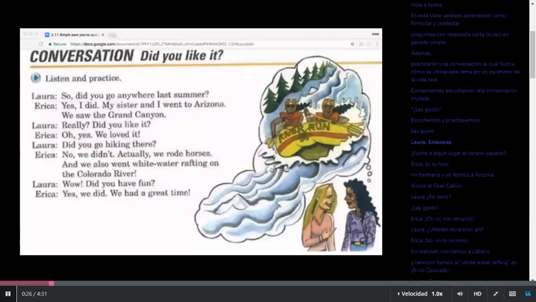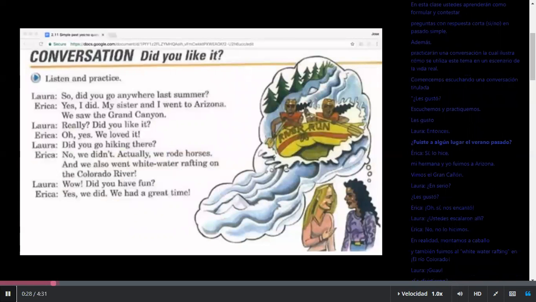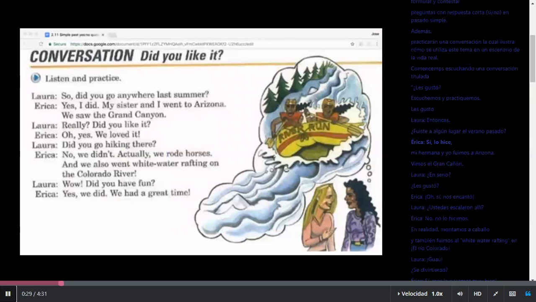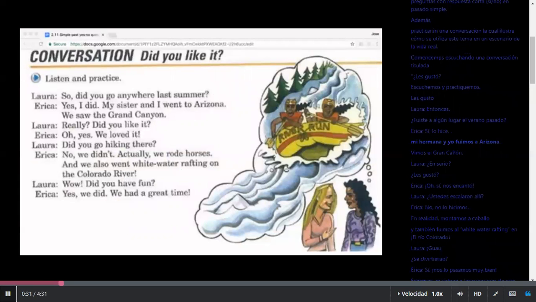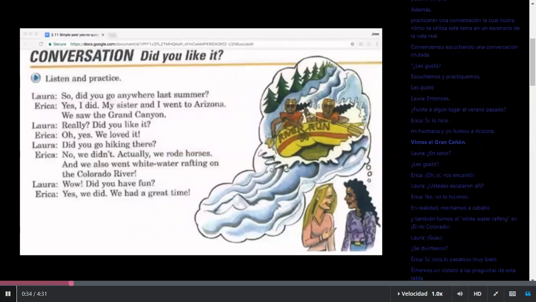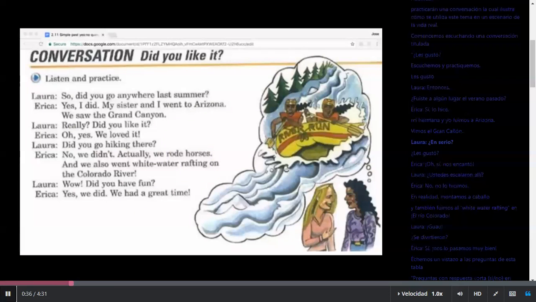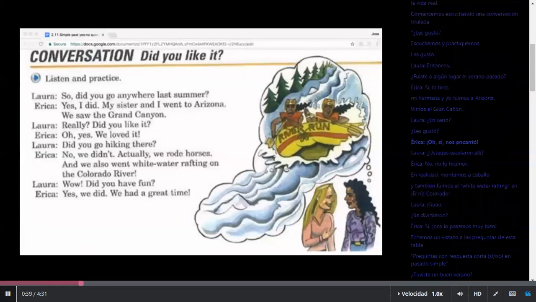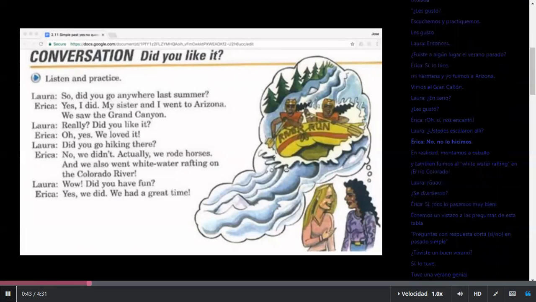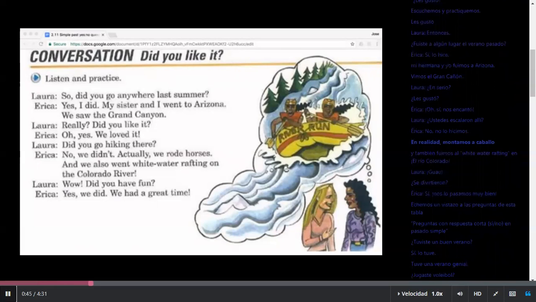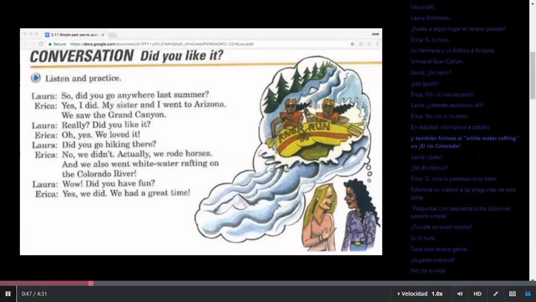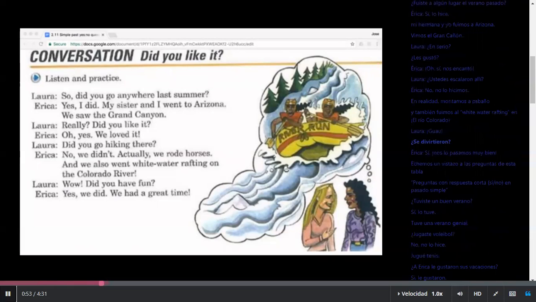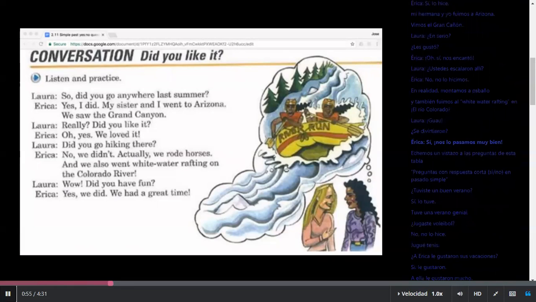So, did you go anywhere last summer? Yes, I did. My sister and I went to Arizona. We saw the Grand Canyon. Really? Did you like it? Oh, yes, we loved it. Did you go hiking there? No, we didn't. Actually, we rode horses, and we also went whitewater rafting on the Colorado River. Wow! Did you have fun? Yes, we did. We had a great time.